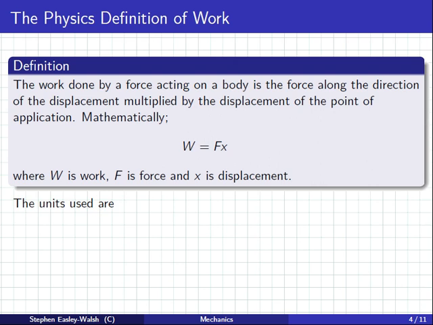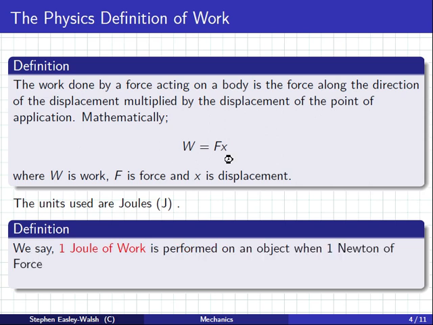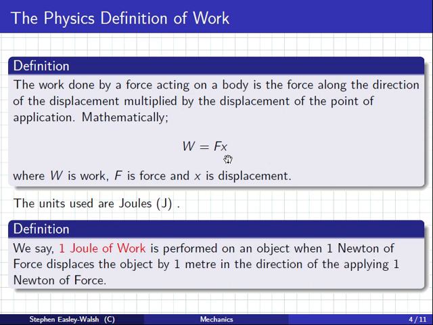However, we have a special unit. You mentioned it, Zach. What's it called? Joule. But 1 joule is just 1 Newton meter. So we can say 1 joule of work is performed when 1 Newton displaces an object by 1 meter in the direction of the force. Okay. So that's our definition of work and joule.